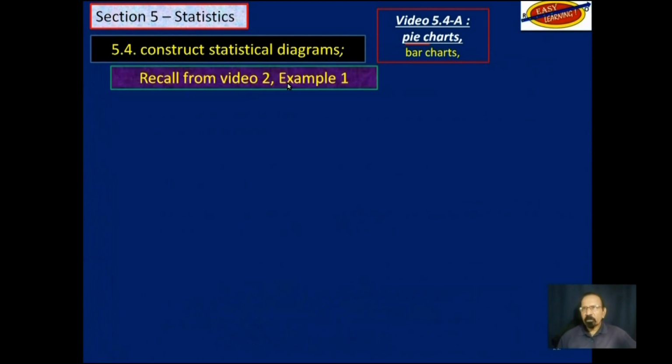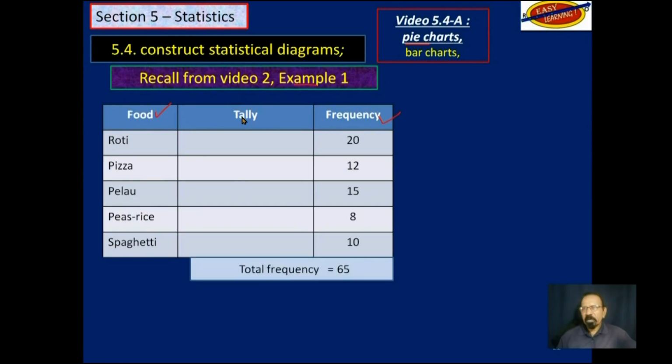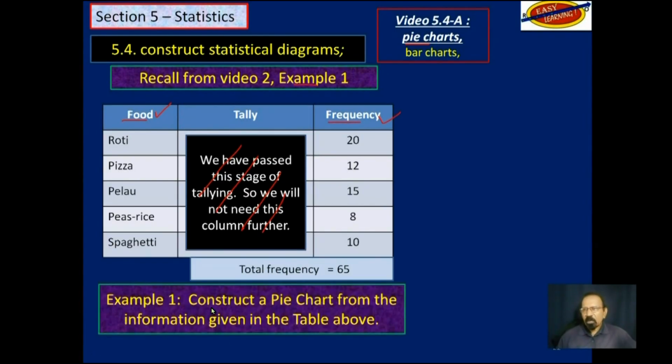Recall from video 2, which was example 1, in that video, we had favorite foods, frequency, and tally in between here. But we said that we have passed this tallying stage. So actually, we will just deal with the foods and the frequency. Construct a pie chart from the information given in the table above, a pie chart.